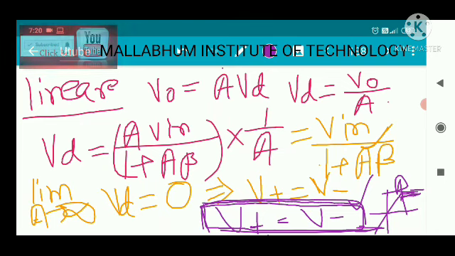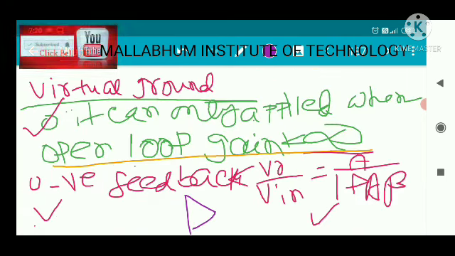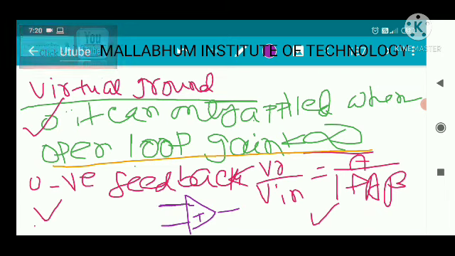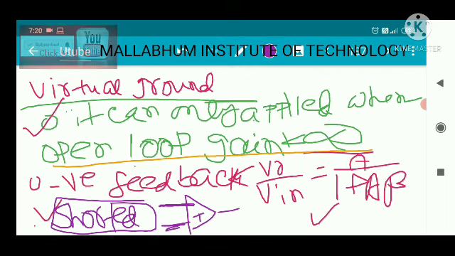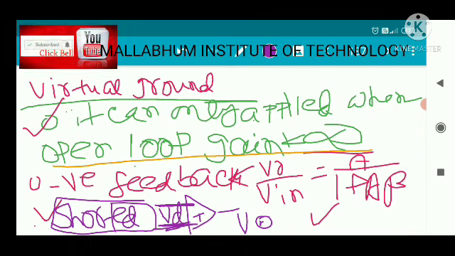So this V plus and V minus are equal. That means we can think that if this is your op-amp, with negative and positive terminals, these two terminal voltages are equal. Equal voltages mean these two terminals are effectively shorted with each other. That is the concept of the virtual ground. So this is your V0 and this is your Vd. Vd is 0, which means these two terminals are effectively shorted.